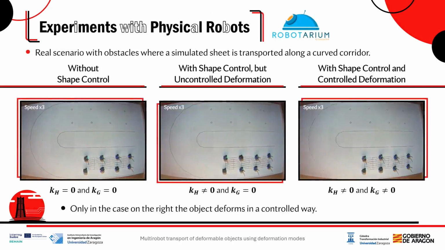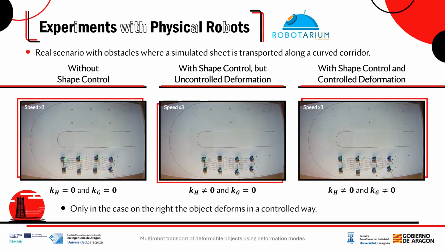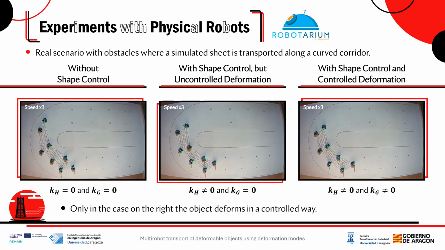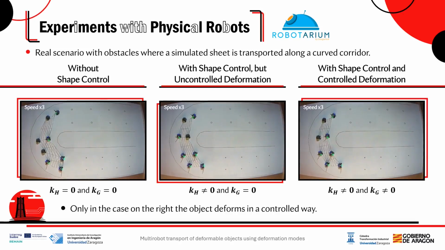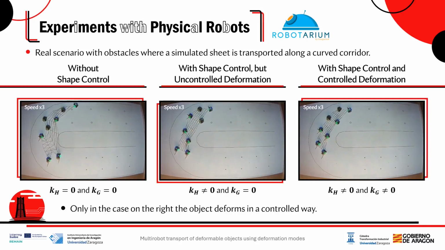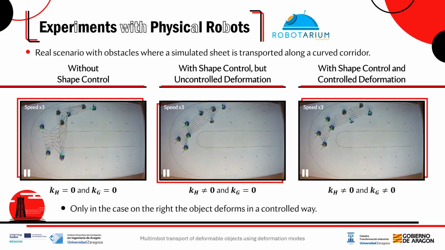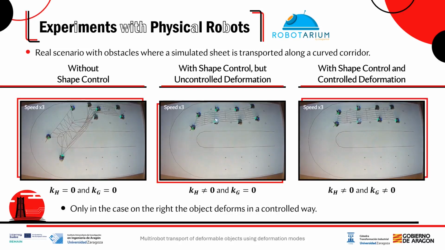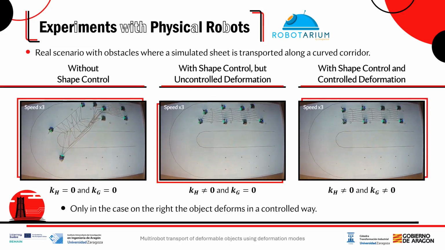We also test the proposed controller in a real scenario with obstacles, where a simulated seat is transported along a curved corridor. We apply three different strategies. In the case on the left, we control the position, orientation, and scale, but not the shape. In the middle one, the shape is controlled, but not the deformation, so the robotic formation tends to preserve the shape of the object, but the deformations, which appear inevitably due to the constraints of this particular scenario, are uncontrolled.